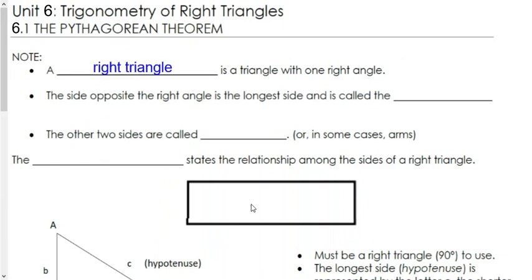A right triangle is a triangle that has one right angle. We will never have two right angles in a triangle because there are only 180 degrees in a triangle, and if I have two right angles, I have 180 degrees, and I only have two angles, and it's not a triangle, and it makes no sense.